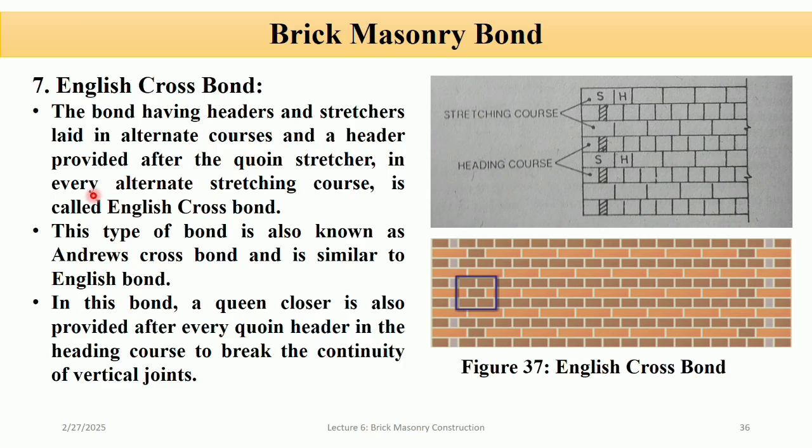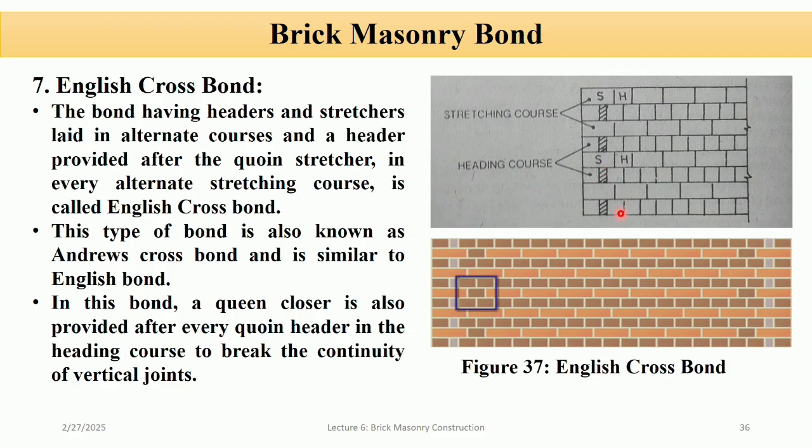So a header is provided after the coin stretchers. You can see this is the stretchers, coin stretchers, and we provided a header after the coin stretchers. Every alternate stretching course is called English cross bond. This type of bond is also called Irish cross bond, and it is similar to English bond.